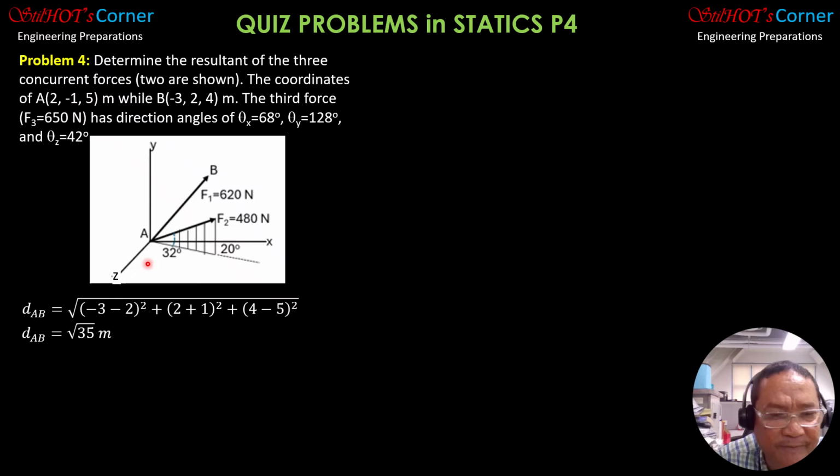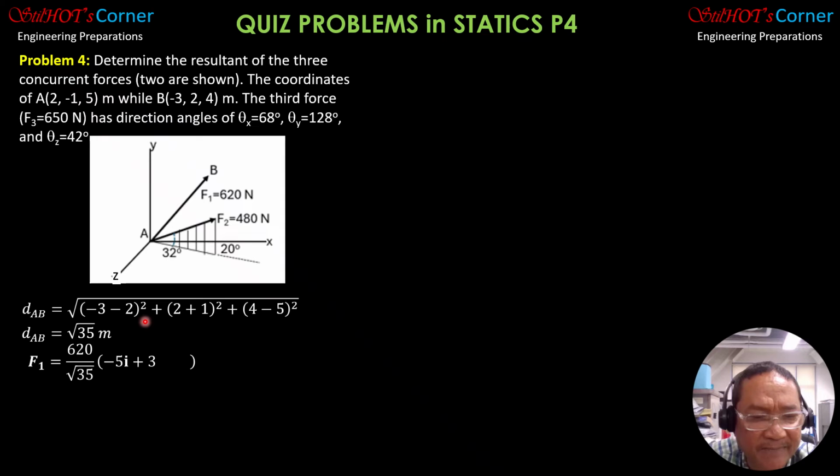The force in vector form is equal to magnitude 620 for F1 in vector form. 620 divided by distance times quantity delta x i plus delta y j plus delta z k, where delta x is simply -5, delta y 2 plus 1, 3, and delta z is 4 minus 5, so it is -1. So again, F1 is equal to 620 over square root of 35, quantity -5i plus 3j plus -1k.